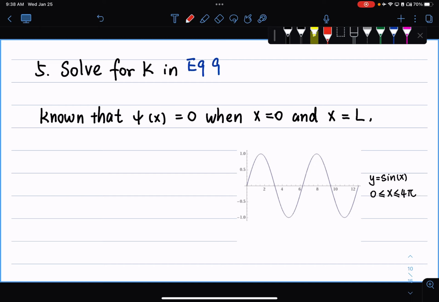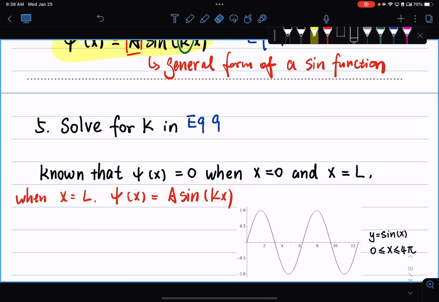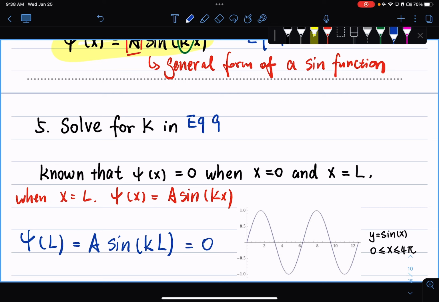What it means is that when x equals L, and remember we have phi(x) equals A sine kx, what we're doing is just plugging x equals L in here. We have phi(L) equals A sine(kL), and this always equals 0. All right, we're just plugging this x equals L term into that generalized sine function.